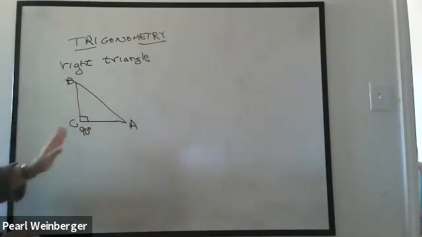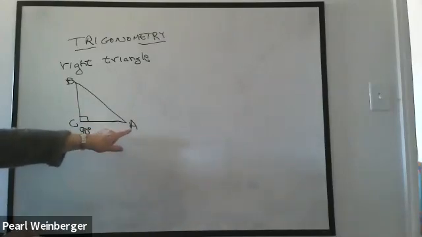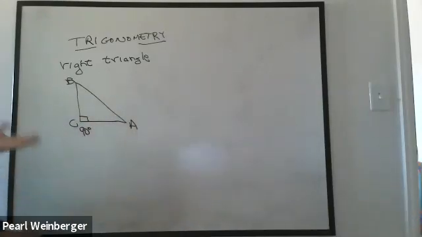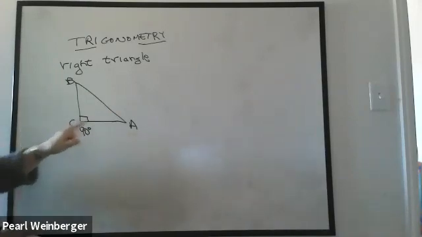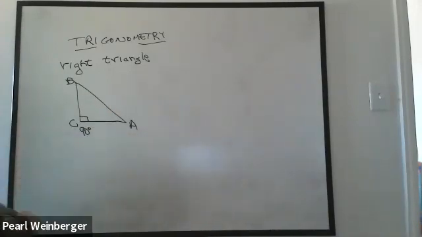And we call this triangle by all three names. This is triangle ABC. So you could have also called it triangle CAB. It doesn't matter. You just have to use all three letters if you want to talk about the whole triangle.